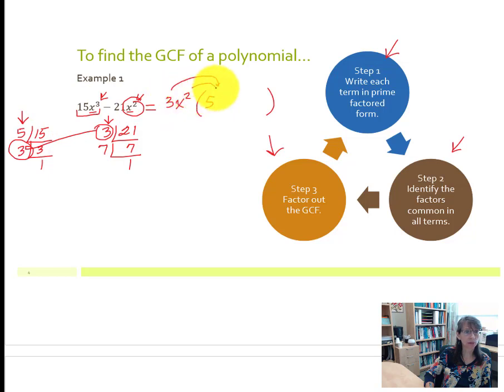X squared would then be multiplied by how much to create x cubed? Here you have to think about the product rule. X to the 2 plus 1 would match x cubed. Finally, we need to match our last term of negative 21x squared. So 3 would have to be multiplied by negative 7 to create negative 21. And you'll notice that x squared already is an exact match, so we don't need to include any more bases of x. So our final answer here in factored form is 3x squared times the quantity of 5x minus 7.